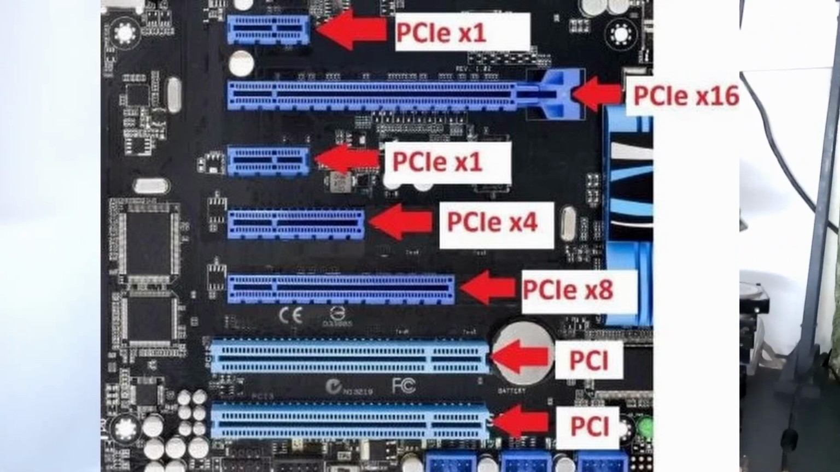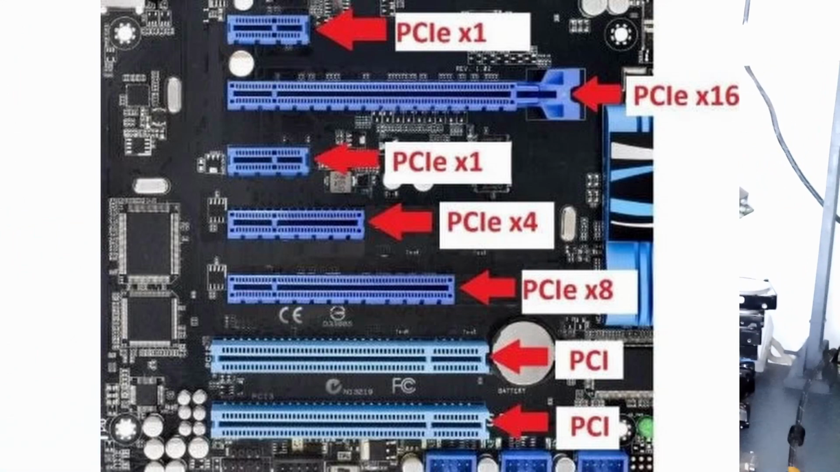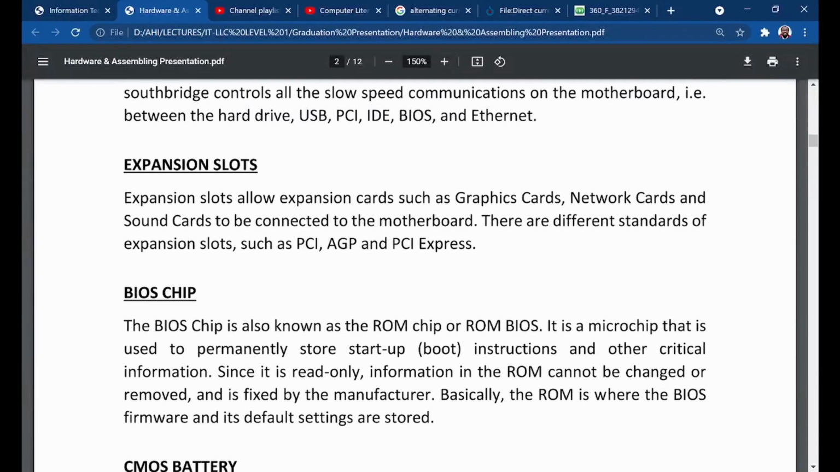Now, what do we use the expansion slots for? The expansion slots are there to connect expansion cards. Over here on the note, it says that expansion slots allow expansion cards such as graphics cards, network cards, and sound cards to be connected to the motherboard. There are different standards of expansion slots such as PCI, AGP, and PCI Express. Keep these 3 in mind.